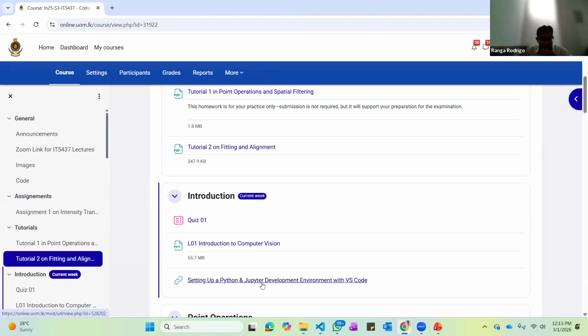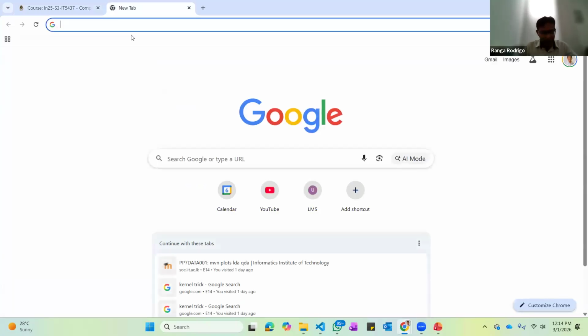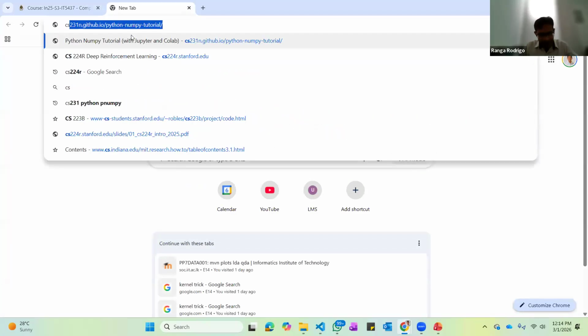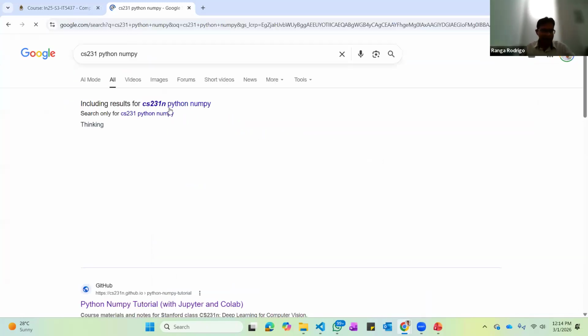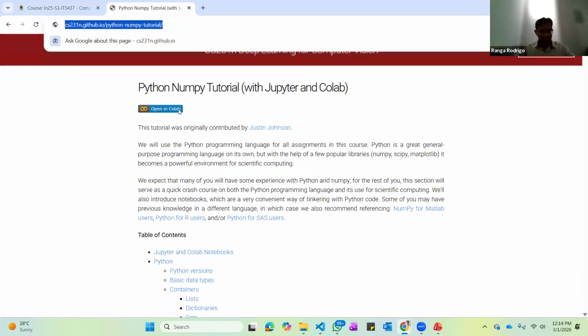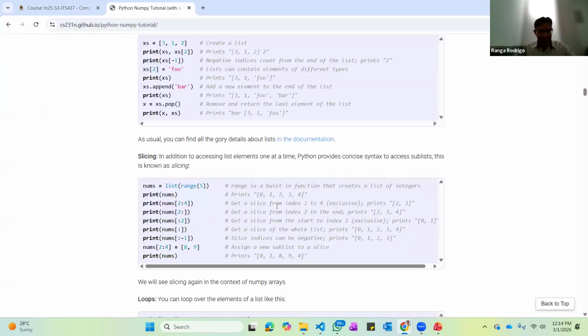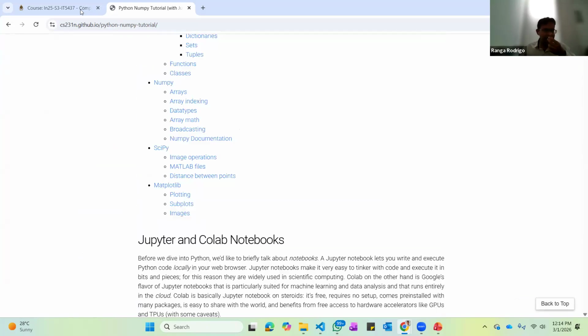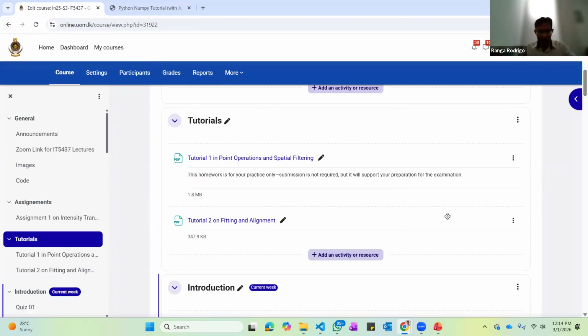Setting up Python, Jupyter, and VS Code. So I have linked that also. Also, if you do not know Python, you have to go through this tutorial. Even if you know Python, I think the NumPy knowledge may be very useful. So please go through that, especially slicing, which is important to know. It will take 1 hour for you to go through this. So I kindly request you to go through that also.